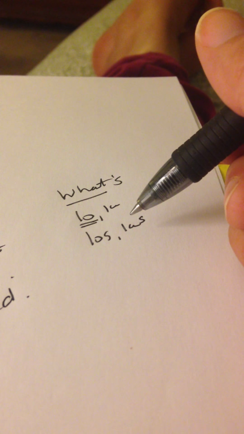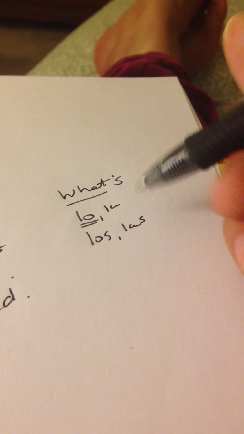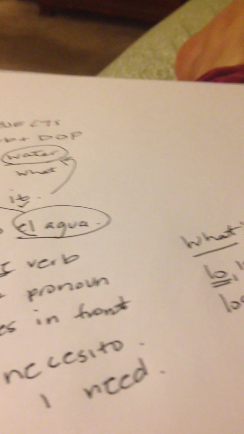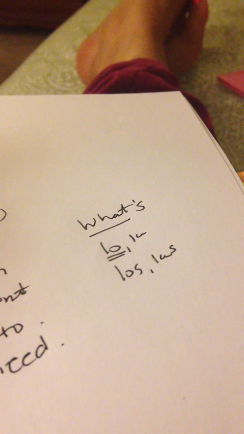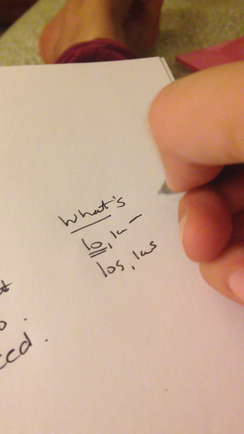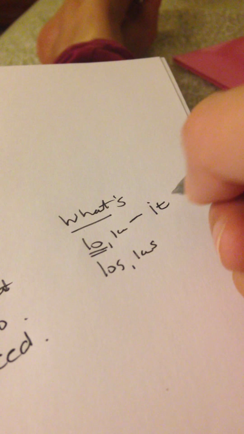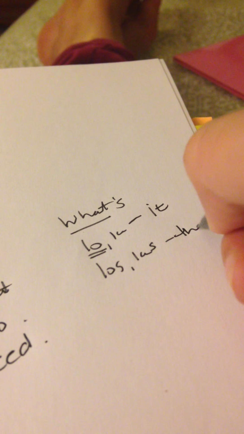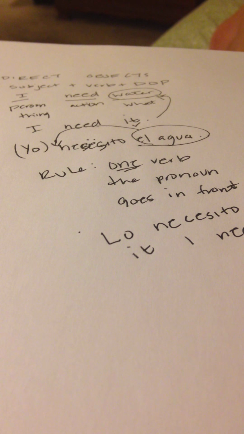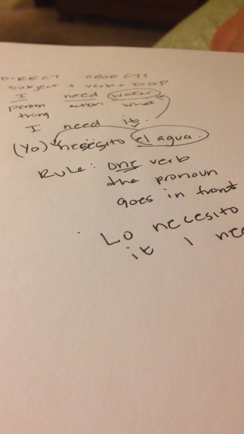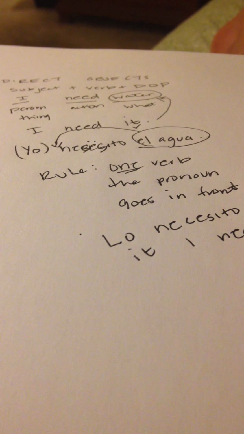So if you ever want to talk about the what of the sentence and you want to make it into a pronoun, an it, you use lo and la. So if you want to replace it with an it, you have to use lo and la in Spanish. If you want to replace it with a them, you use los and las. For example, if you want to say, I buy the tickets.